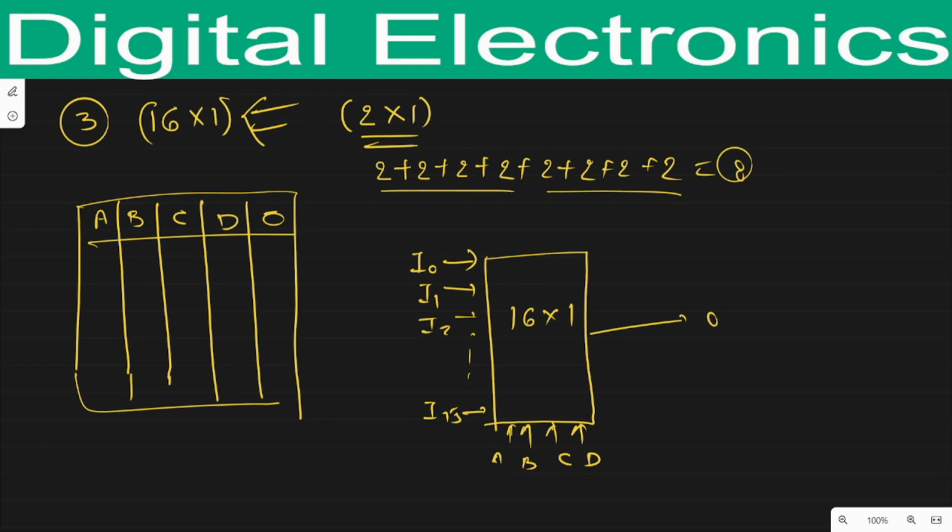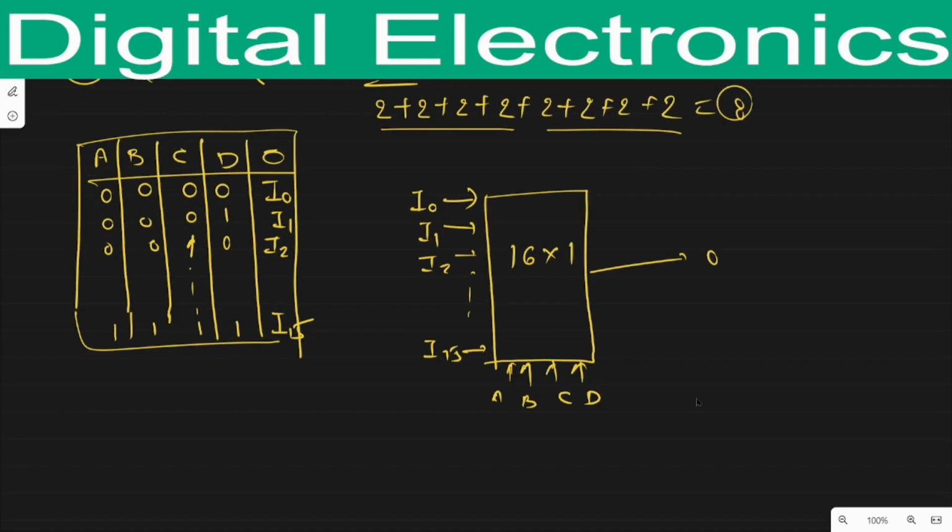When we put ABCD equals to 0, at that time we will get output as I0. When we put 0 0 0 1, we will get output as I1. Similarly, when we put 0 0 1 0, we will get output as I2. Similar for the other combinations also. And when we put the last combination 1 1 1 1, at that time we will get output as I15.